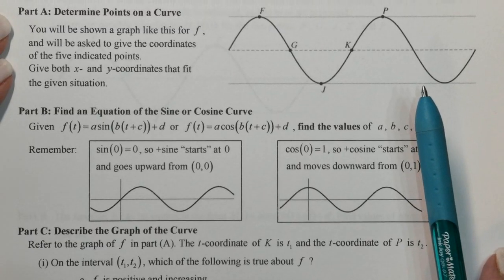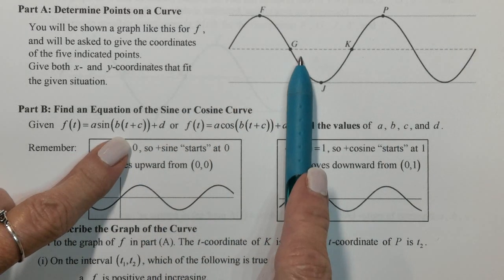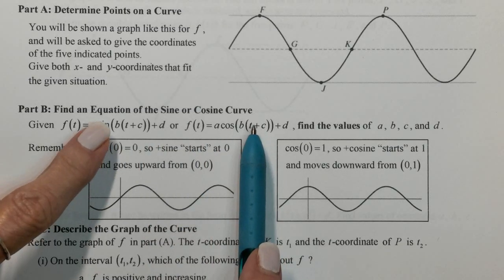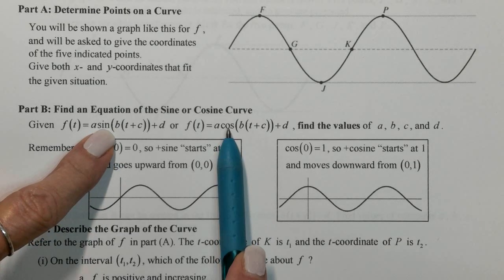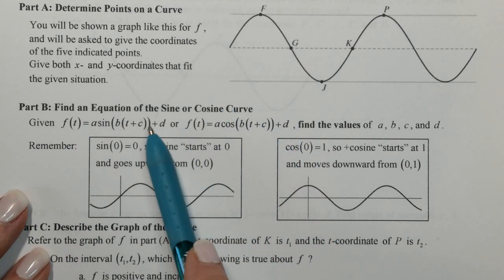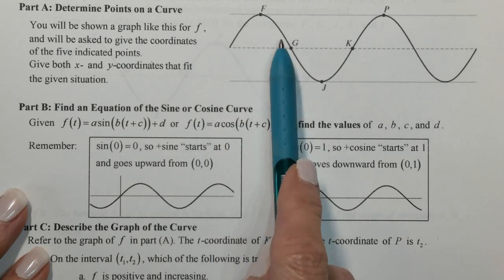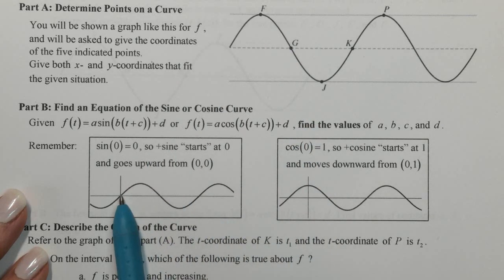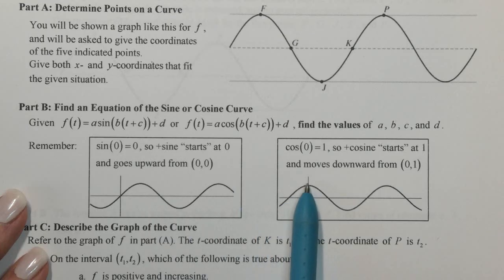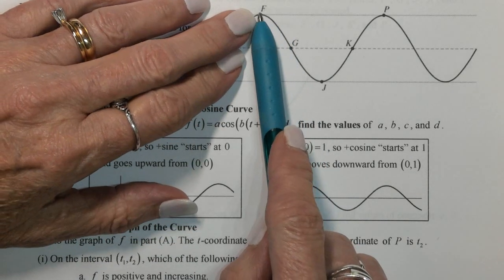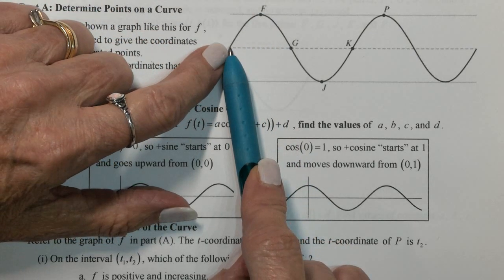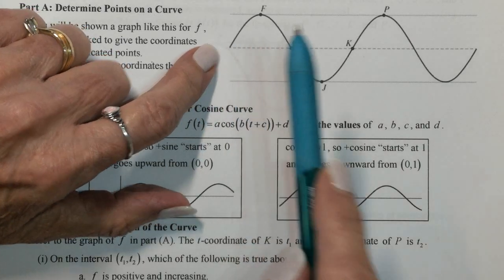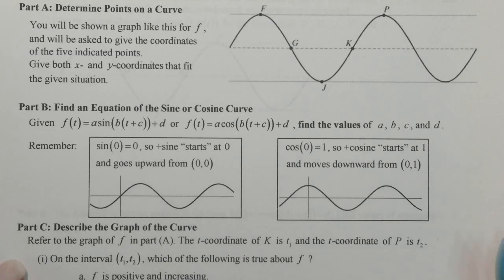In part B, using that graph, you're going to be asked to find an equation, either sine or cosine, so be careful, it'll be either a sine or a cosine. You're going to be finding the values of A, B, C, and D that fit the function for that graph. Remember that sine starts at 0, cosine starts at 1, so if it was a cosine curve, I would like to start up here. If it was a sine curve, I will probably be starting back here. So I'll name another point, find the shift, whatever.